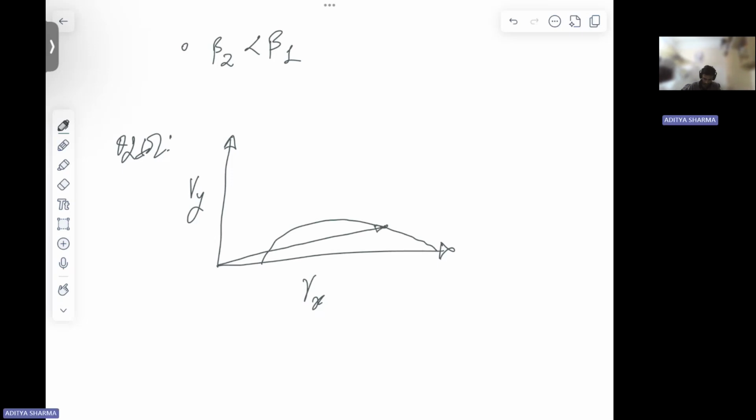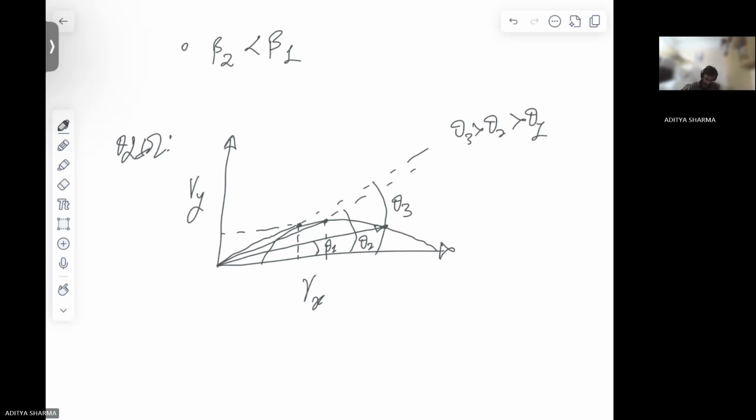So this is one deflection angle, this is the second deflection angle, then this is the third deflection angle. Let's call them theta 1, theta 2, and theta 3, and theta 3 is greater than theta 2 is greater than theta 1. Now see their velocity components.